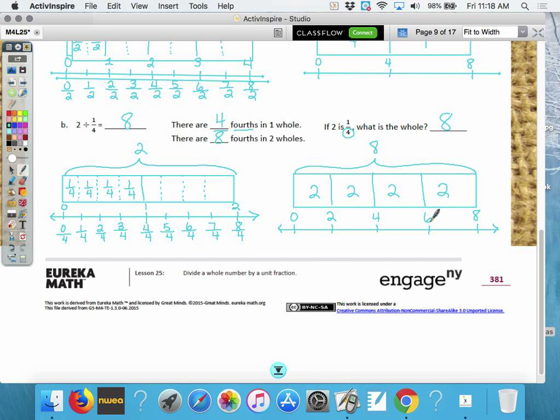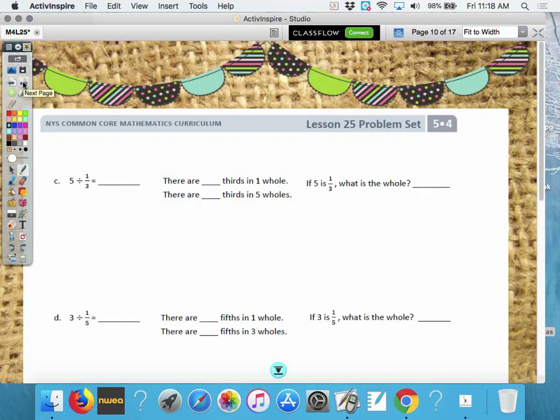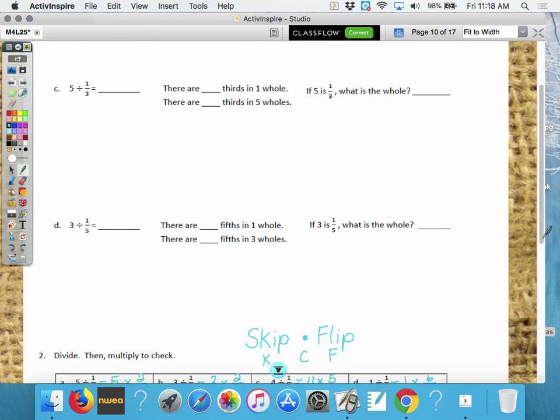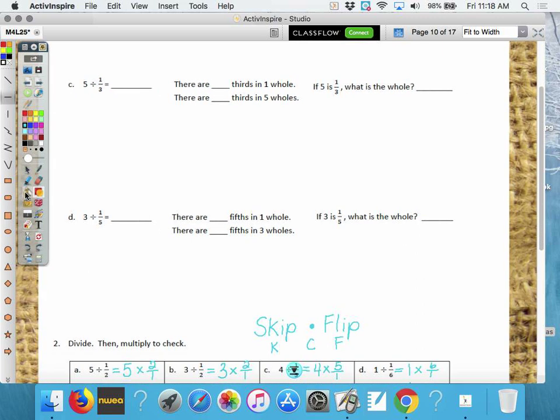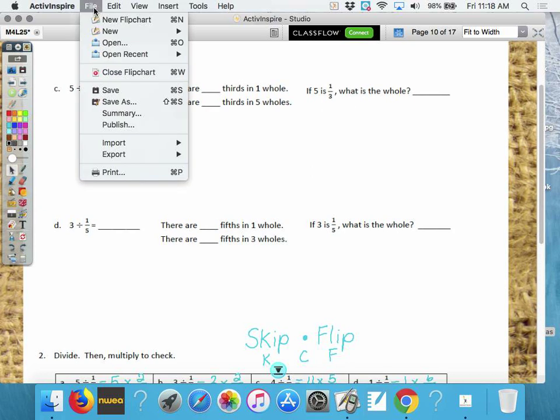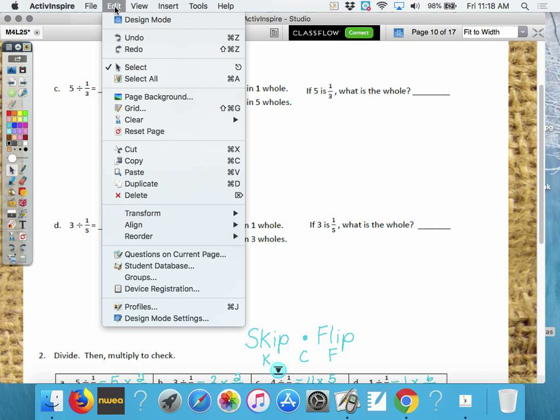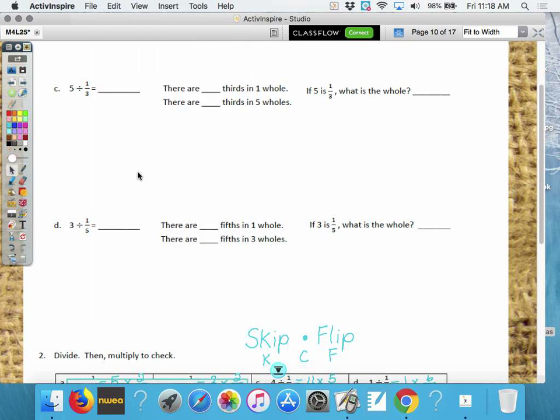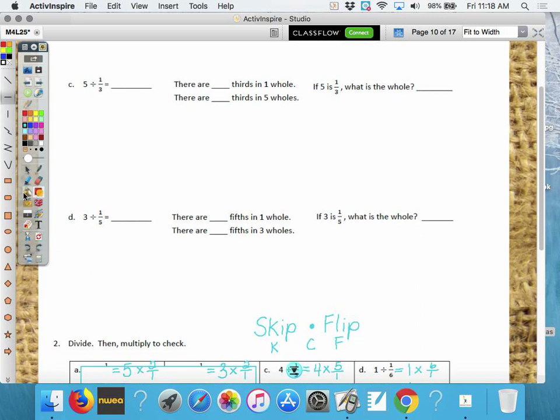Think you can handle that? Okay, let's go to the next page. You ready? Okay. All right. Okay, so 5 divided by 1/3. Nothing's pasting. I give up on pasting.